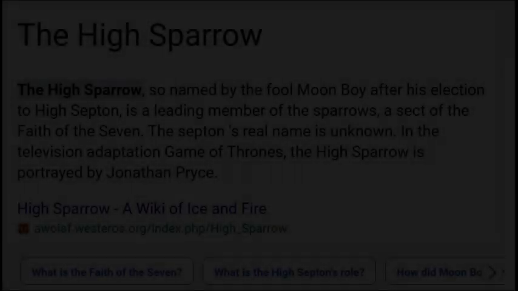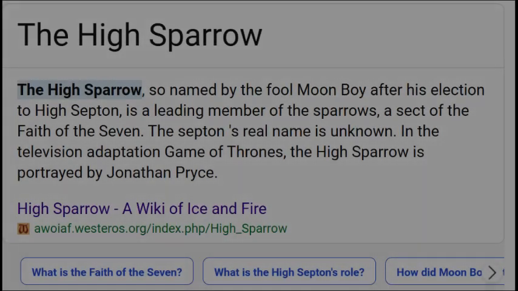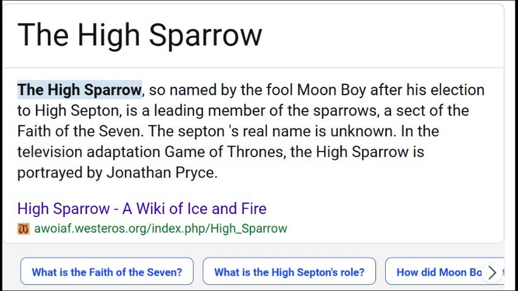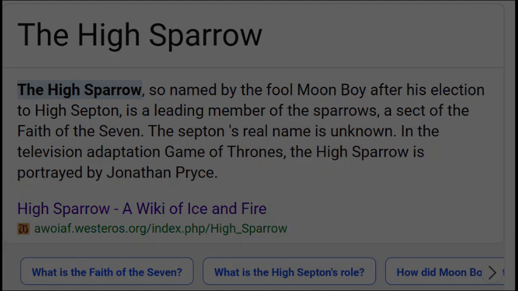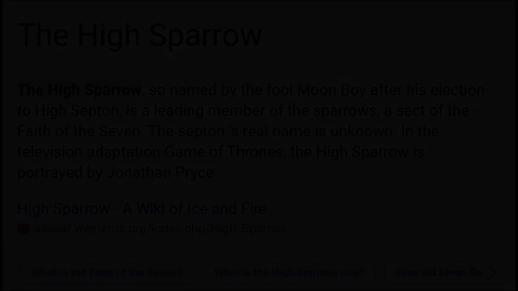Now, also in the Game of Thrones, the religious orders, essentially speaking, make a claim against the throne through the rite of coronation. And here we find this with the character the High Sparrow, surnamed by the Fool Moon Boy after his election to High Septon, is a leading member of the Sparrows, a sect of the Faith of the Seven. As Septon's real name is unknown, in the television adaptation Game of Thrones, the High Sparrow is portrayed by Jonathan Pryce.